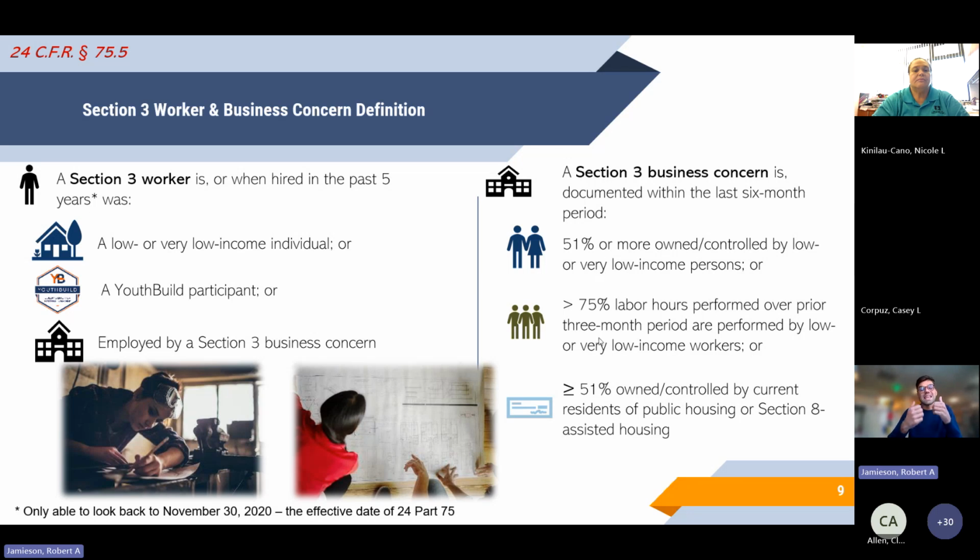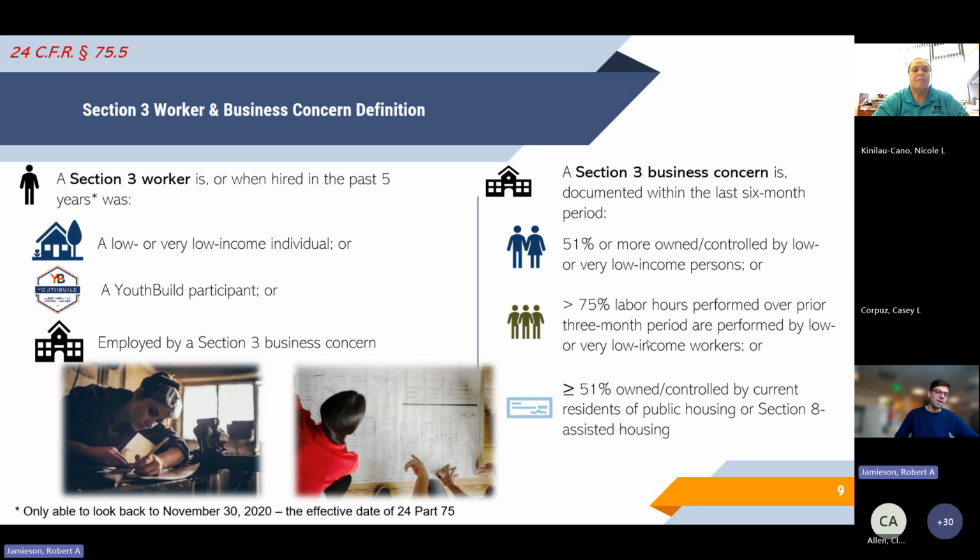75% or more of the labor hours performed by that business over the prior 3-month period are performed by Section 3 workers, low income individuals, or the business is majority owned and controlled by a Section 8 recipient, housing choice voucher, place-based voucher. In general, for Section 3 businesses, the most common way that we see a business be certified is through the second one here, the middle one.